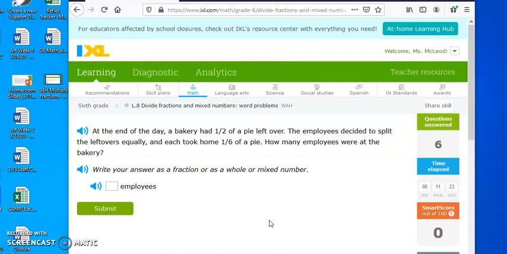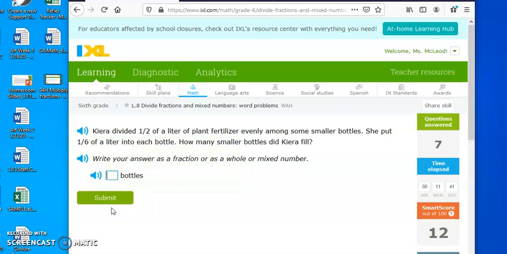First, the numerator, 1 times 6 is 6. Next, the denominator, 2 times 1 is 2. So my answer is 6 over 2, or 3, because 2 goes into 6 3 times. So I'm just going to put in a 3. All right, let's go to the next problem.